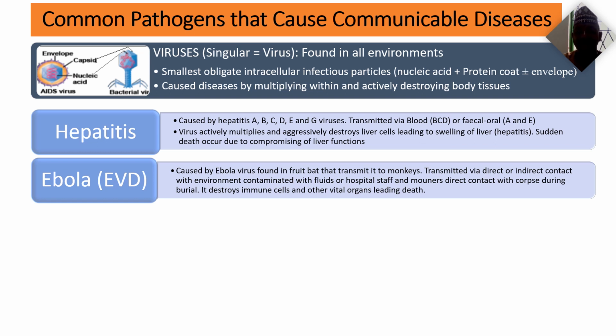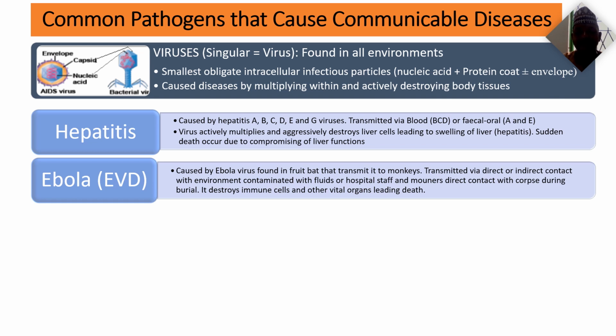1976, leading to 2 simultaneous outbreaks in Nzara in Sudan, and another place, Yambuku village, which is near the Ebola river. And that is where the virus got its name, Ebola. It is named based on the first outbreaks that occurred near the Ebola river.